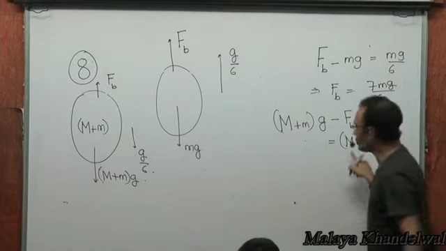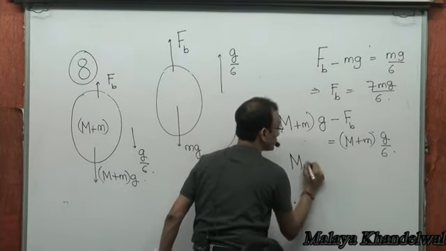Is this what you did? What did you get capital M as? 2m by 5.